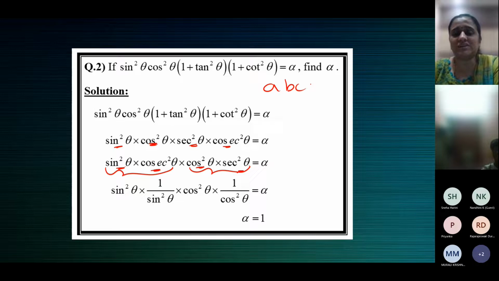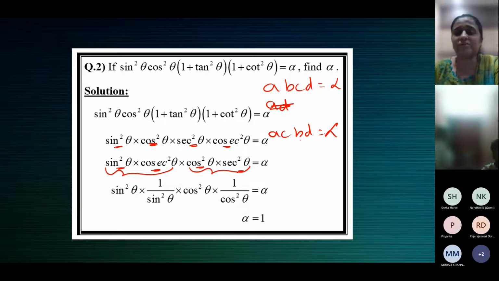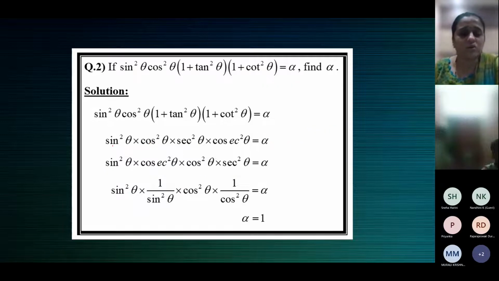Like we have A, B, C, D is equal to alpha. We write A, C, B, D is equal to alpha. Just grouping like that. So we group sine square theta and cosecant square theta because they're reciprocal ratios, and cos square theta and secant square theta, again, because they're reciprocal ratios.